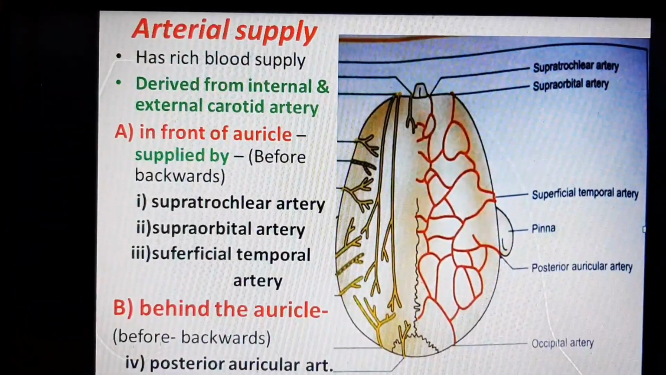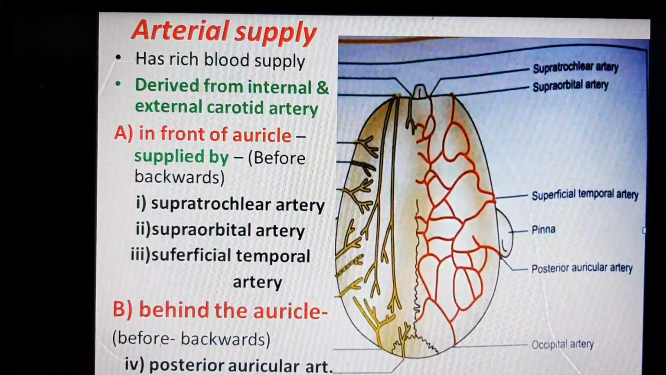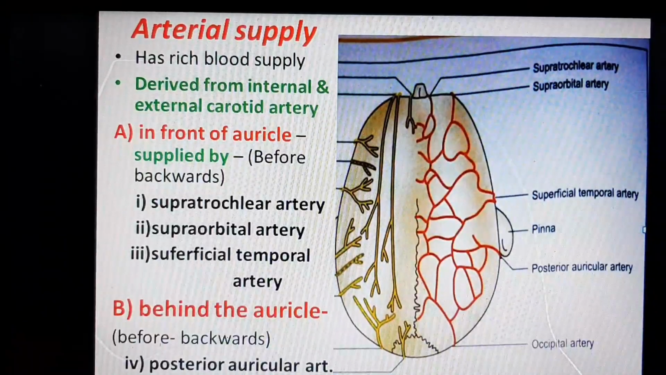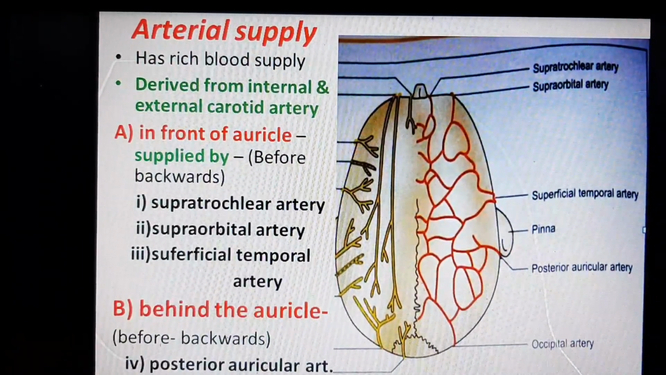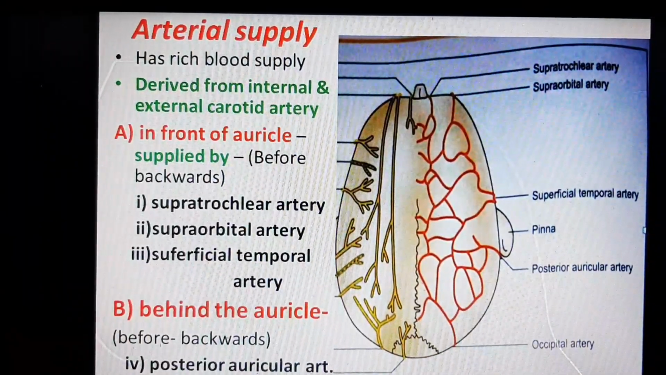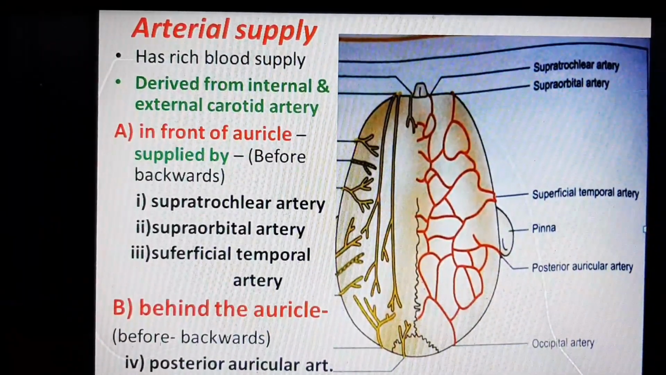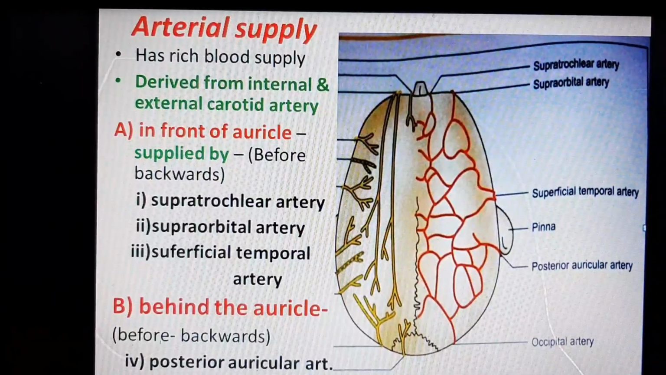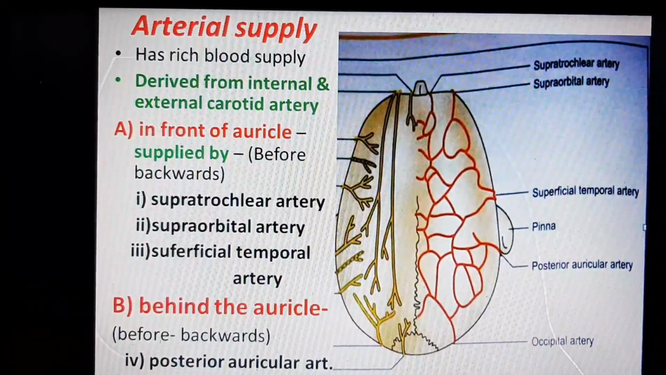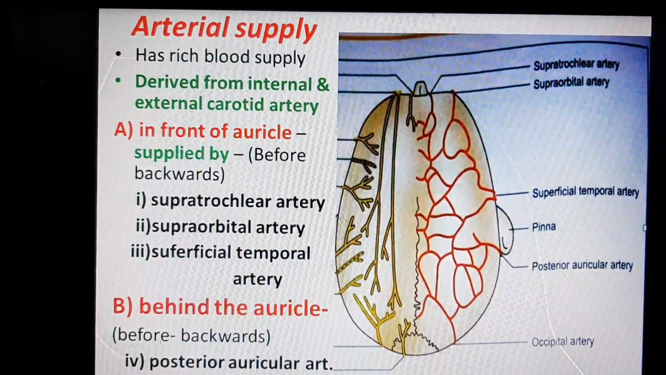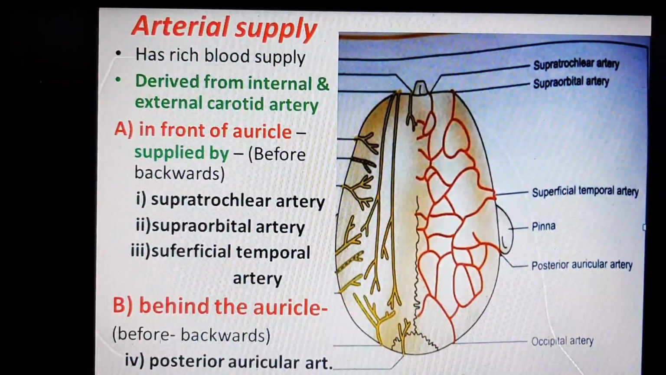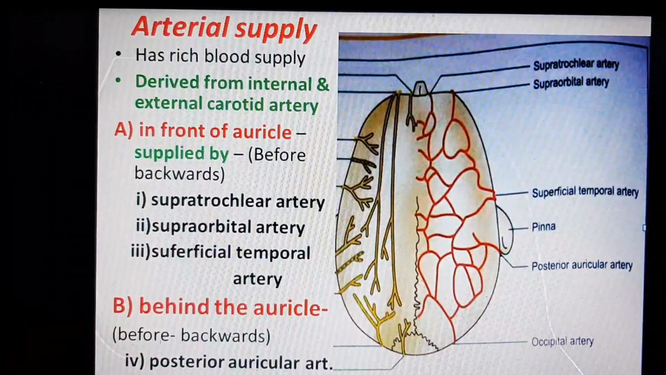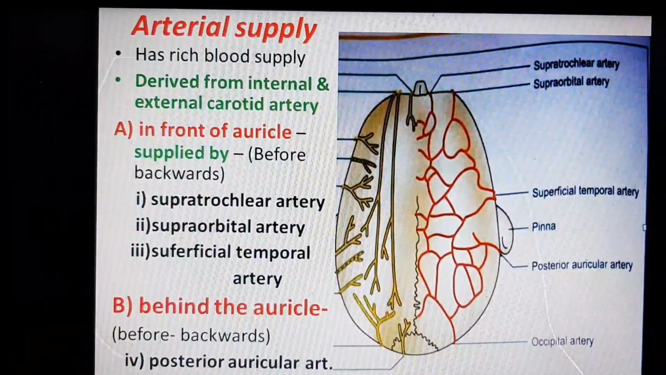Next point is arterial supply of the scalp. Scalp has rich blood supply, so wounds of the scalp heal quickly, and it is supplied by arteries derived from the internal carotid artery and external carotid artery. So scalp is the site of anastomosis of branches derived from the internal carotid artery and external carotid artery.